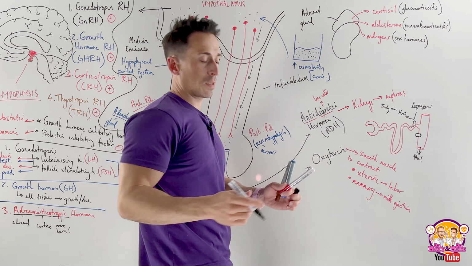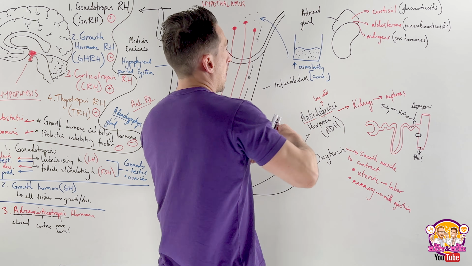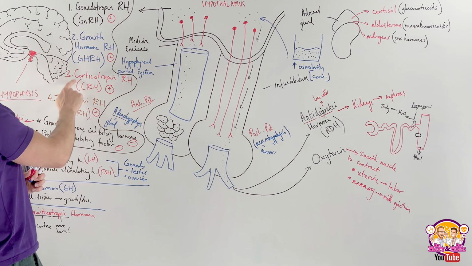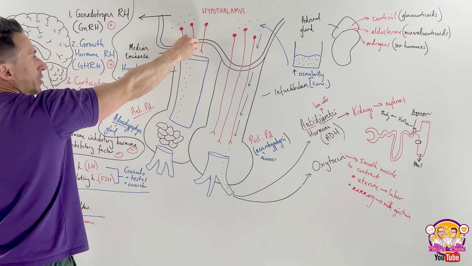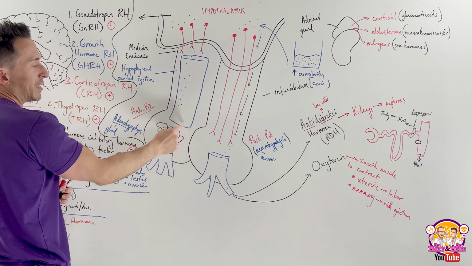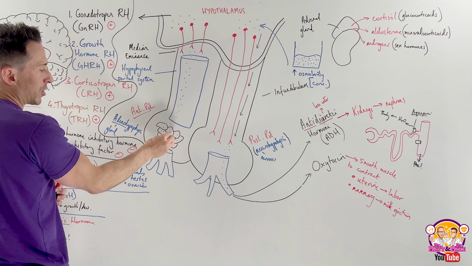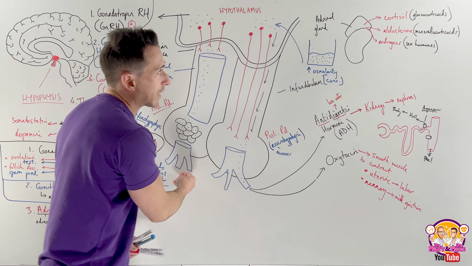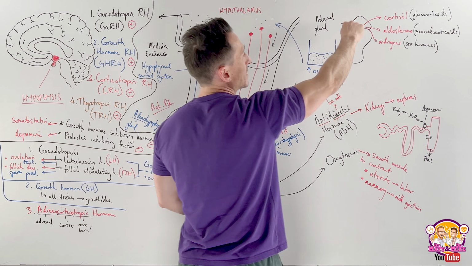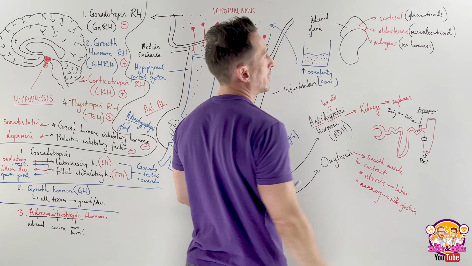I've done a whole video on the sex hormones as well. Now, corticotropin releasing hormone, released, goes down the hypophyseal portal system, stimulates the tissue in the anterior pituitary to release adrenocorticotropic hormone, and then that goes over to the adrenal gland and stimulates the release of cortisol, aldosterone, and androgens.